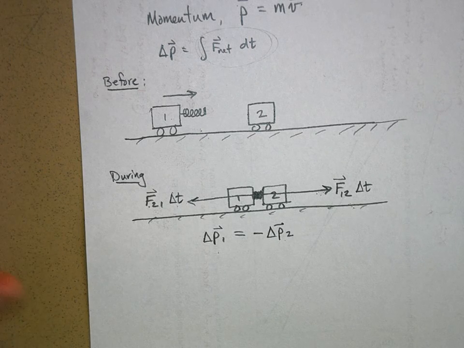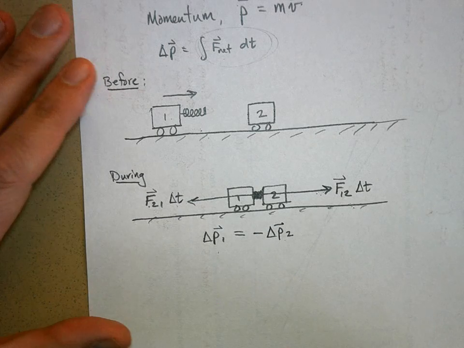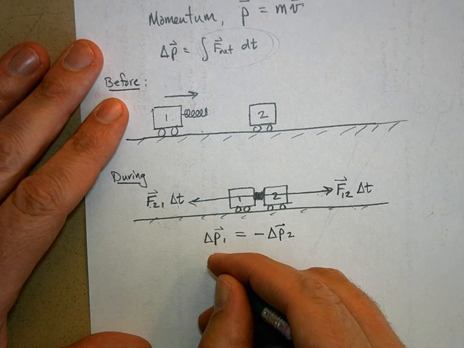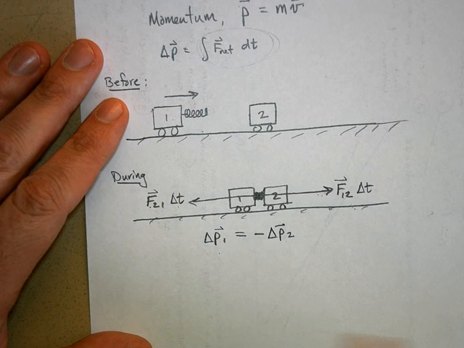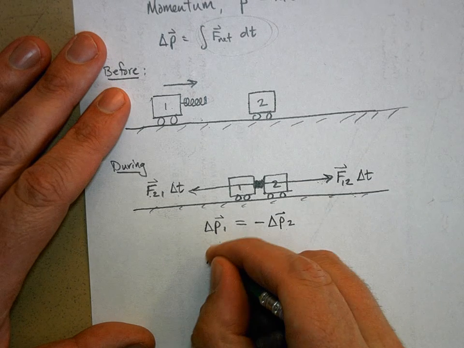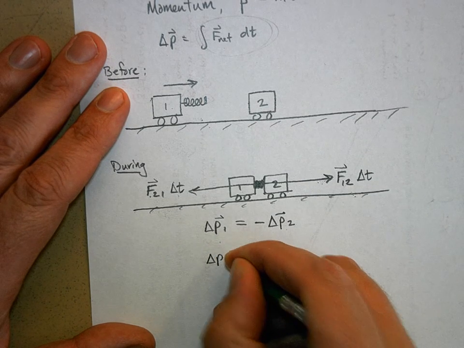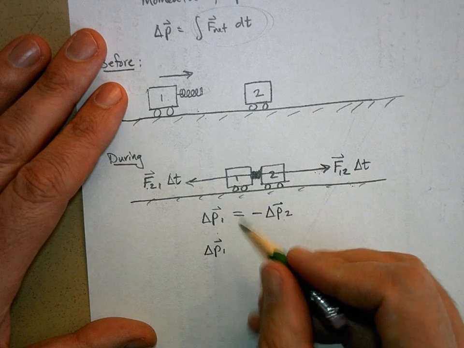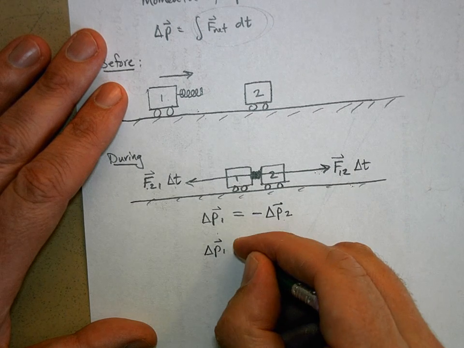All right, but anyway, now let's rearrange this and see what we get. It's something that we got before. The change in momentum. Now just add the change in momentum of object 2 to both sides.